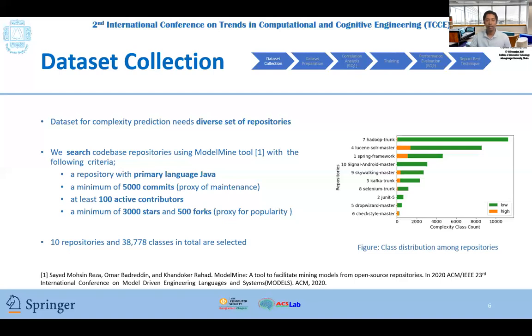And we got a list of repositories under this search criteria. But we selected 10 repositories, which you can see on the right side graph. And also you can see we selected those diverse sets of repositories to ensure the technique we have applied in our machine learning is well trained. In total, we selected 38,778 classes.